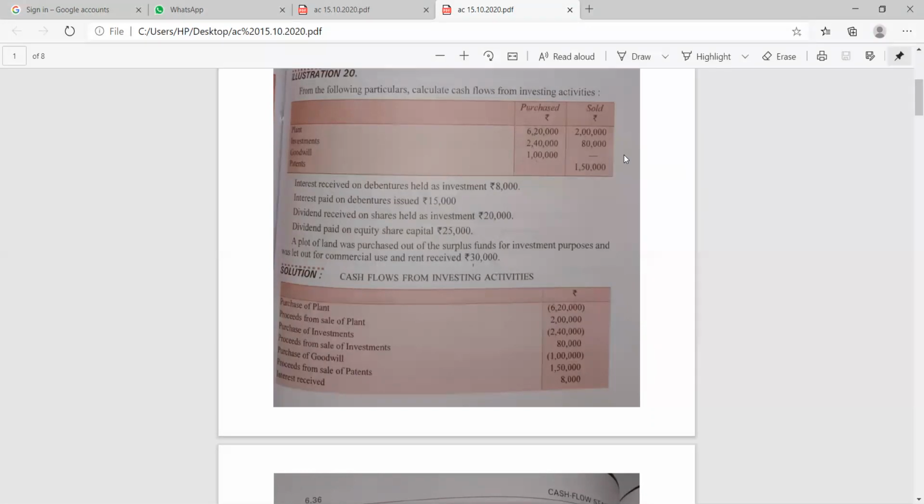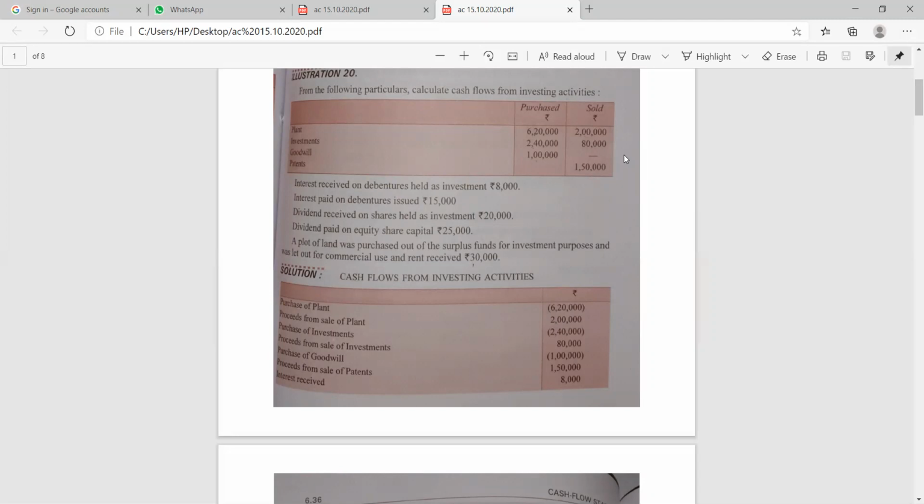So please don't forget the goodwill and the patent rights are to be dealt with in the operating activities that we did yesterday, because these are intangible assets. But if we talk about the tangible assets, which are plant and investment, these are related to the investing activities. These are included in the calculation of cash from or cash used in investing activity. Some further information: interest received on debenture held as investment rupees 8,000, interest paid on debenture issued, dividend received on shares, dividend paid on equity share.